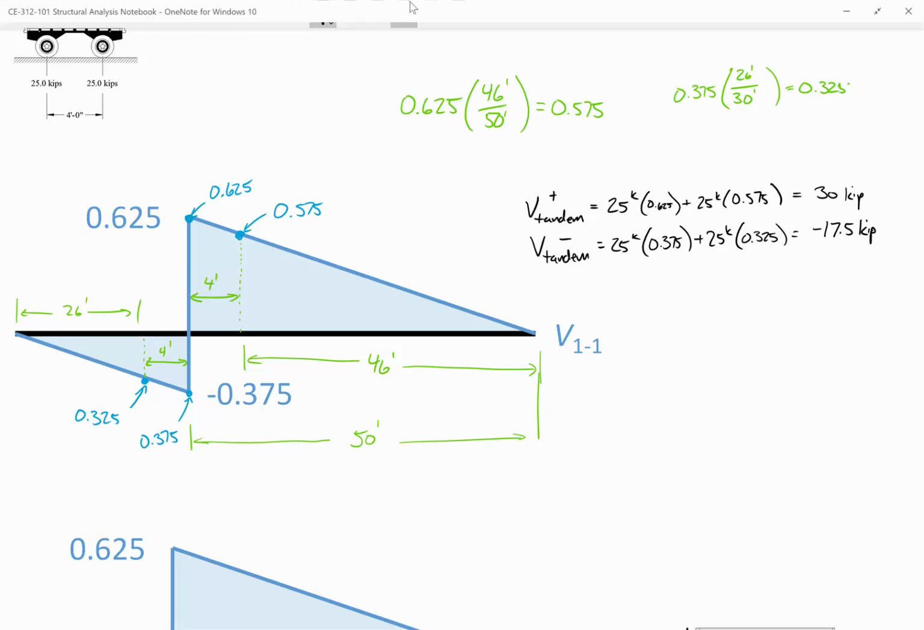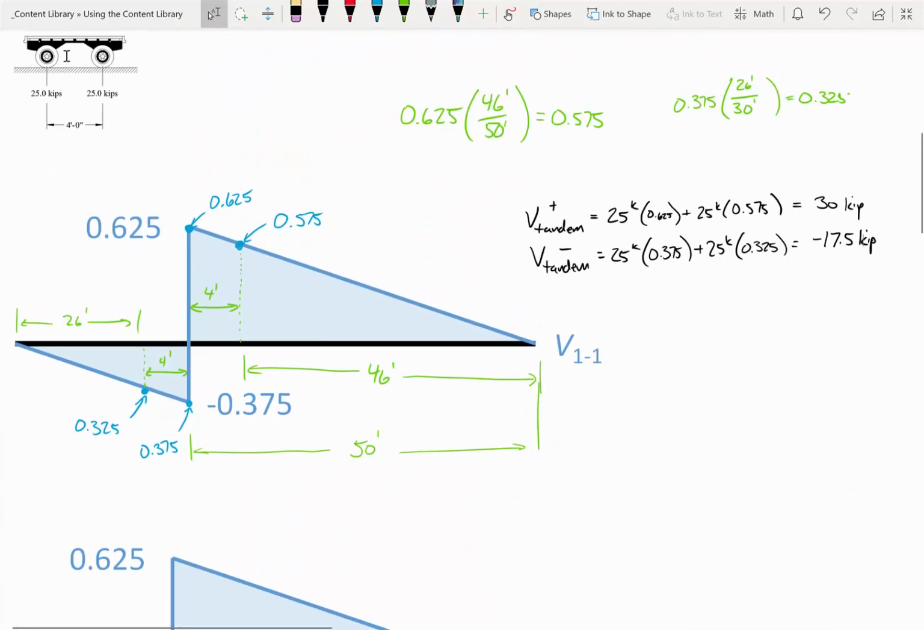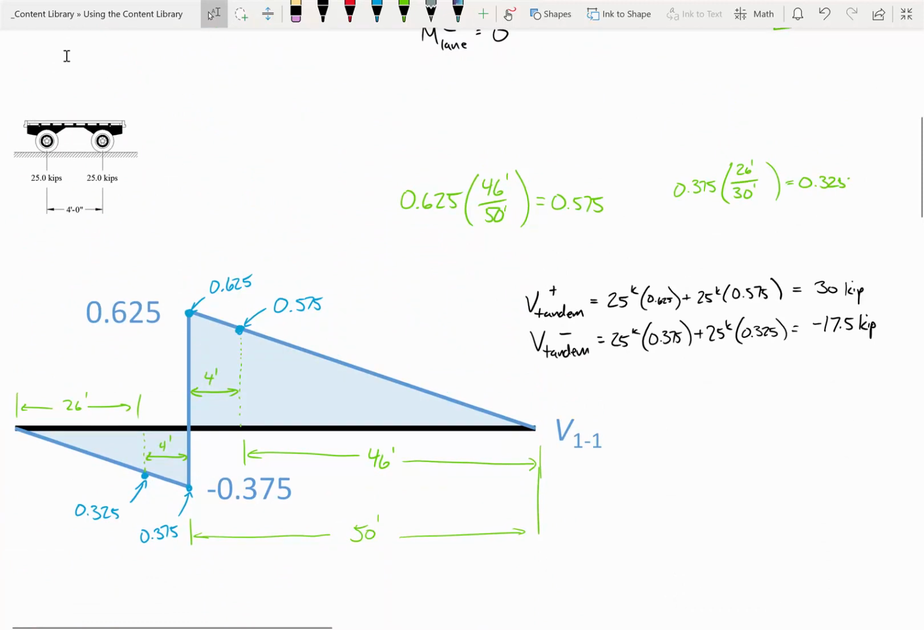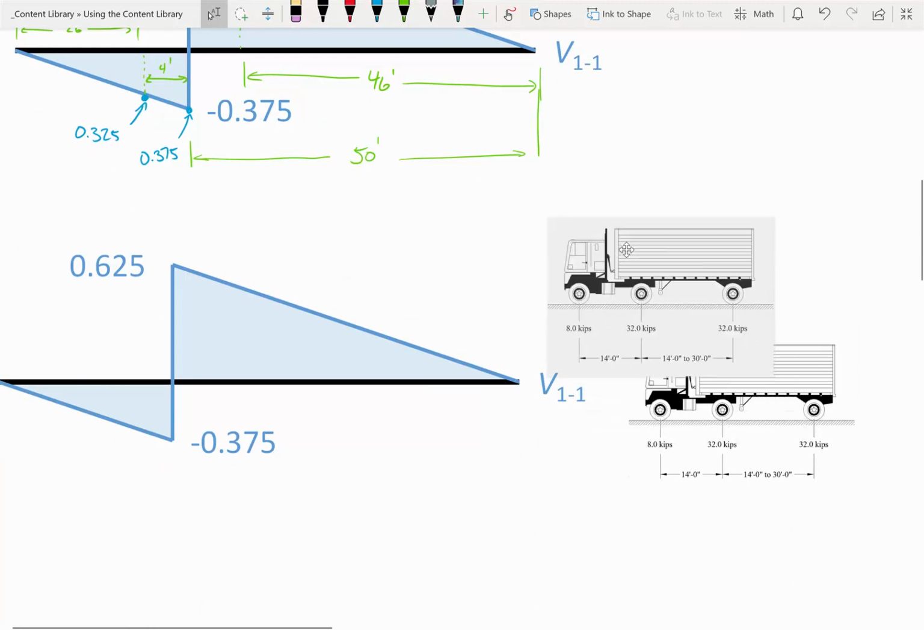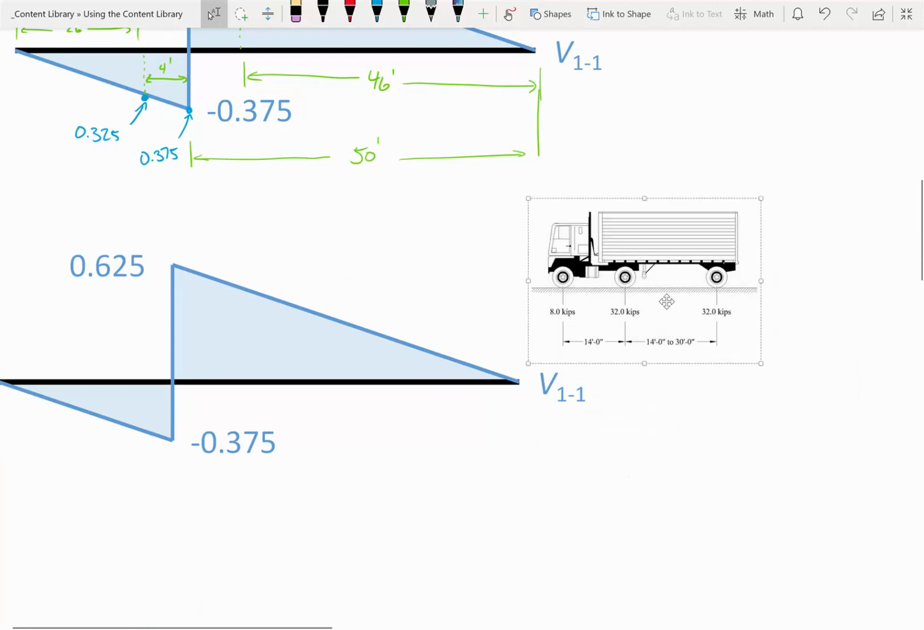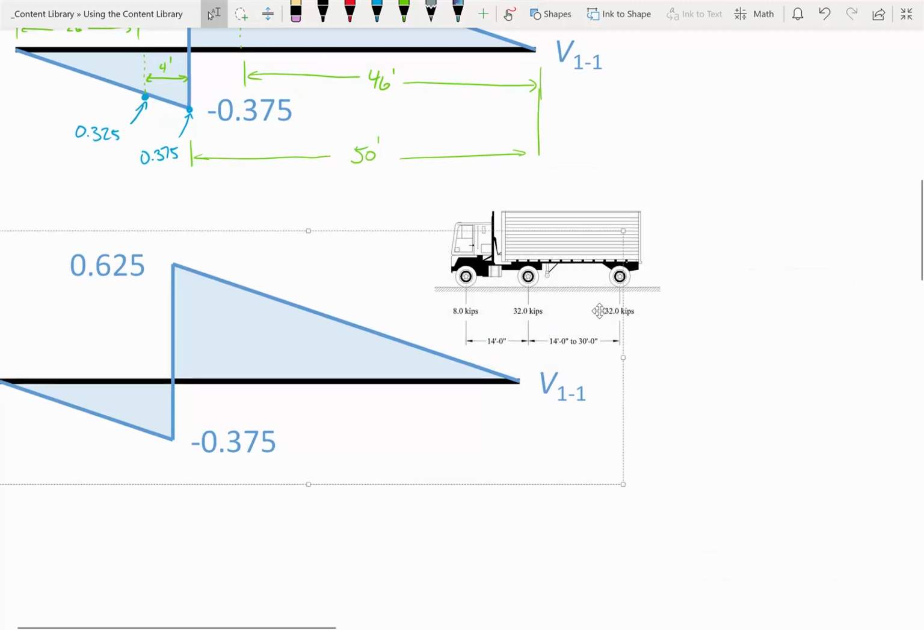For the truck, you're going to do the same thing. One of the things I'll point out about the truck that I glossed over with the tandem: the tandem is two 25 kip axles spaced 4 feet apart, so it's symmetric. It doesn't matter which way it faces. But the truck is different. This is the image I showed you, and I had the front axle over here on the left. There's nothing to say that the truck can't face the other way.